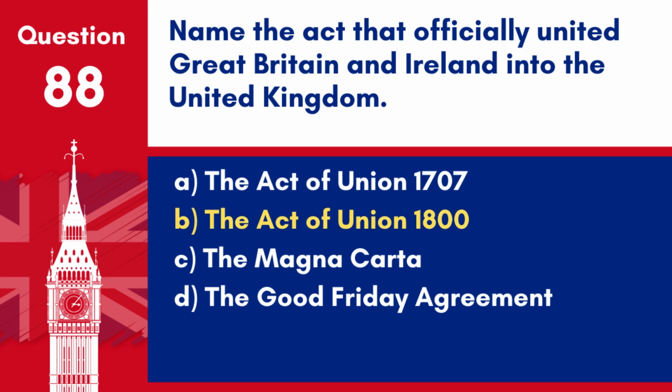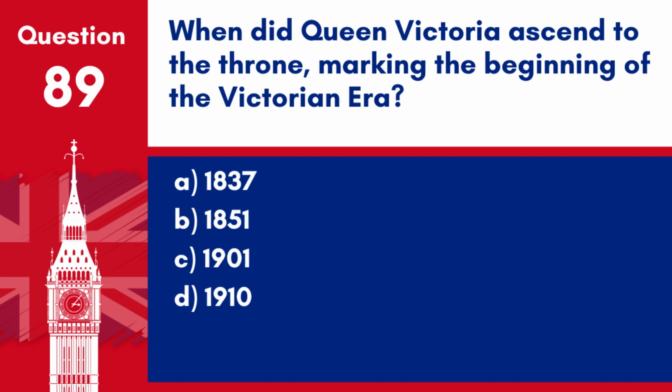Answer. B. The Act of Union 1800. The act that officially united Great Britain and Ireland into the United Kingdom was the Act of Union 1800. Question 89. When did Queen Victoria ascend to the throne, marking the beginning of the Victorian era?